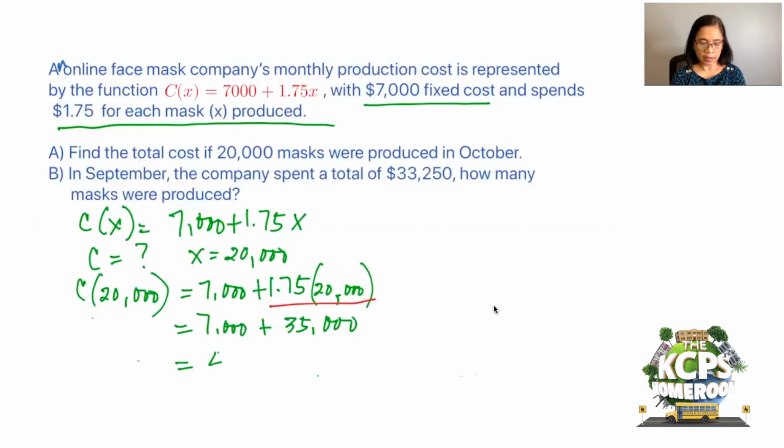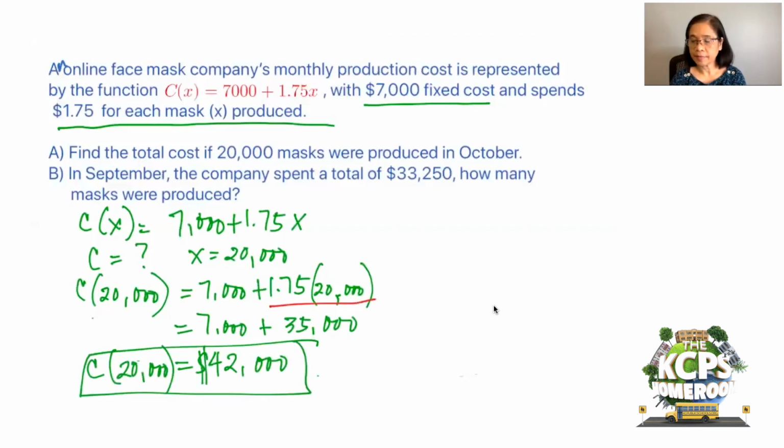And this means that the total cost of producing 20,000 masks, denoted by C of 20,000, is $42,000. Okay. You can take down notes.